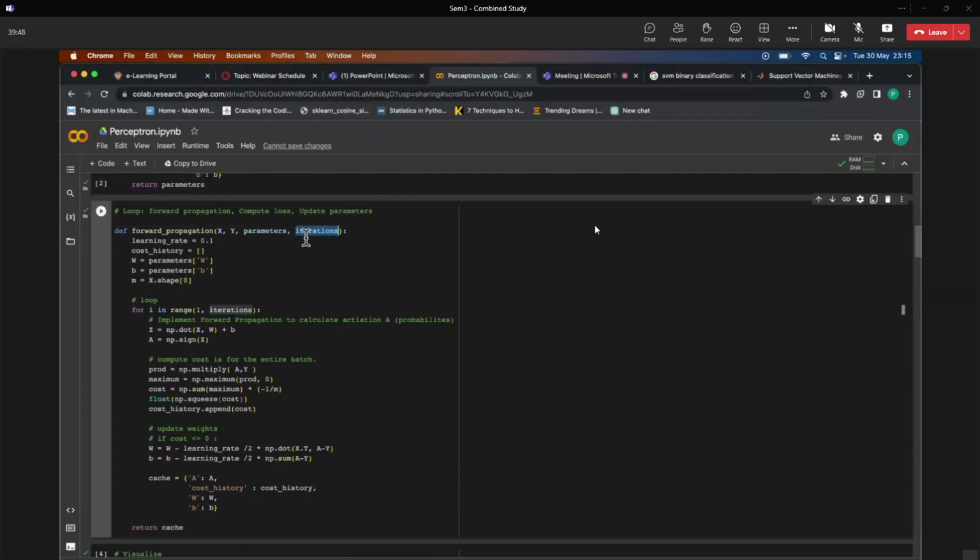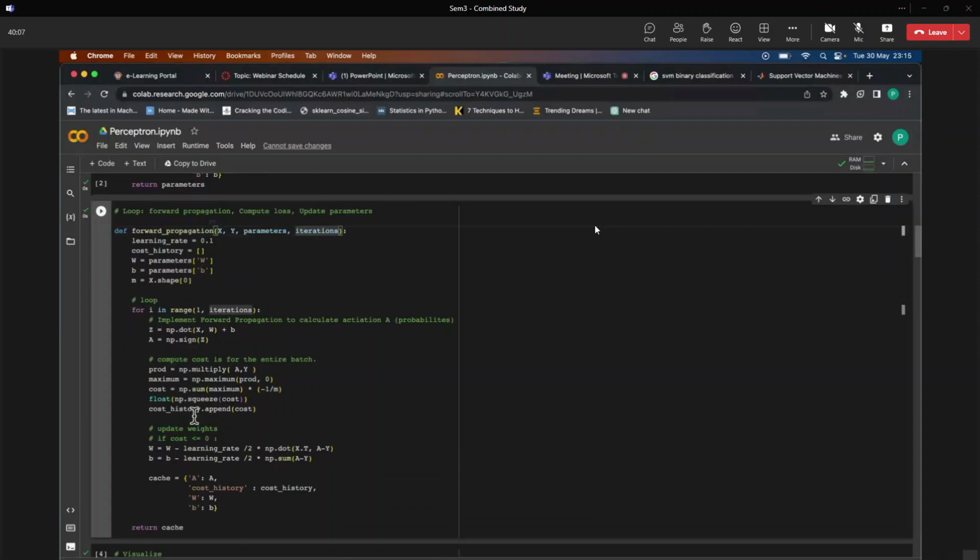Otherwise, you can give a parameter argument also. Like this learning rate is hard coded here, 0.1. You could have given it here as well, right? The cost history is nothing but some empty list. We will come to this later.